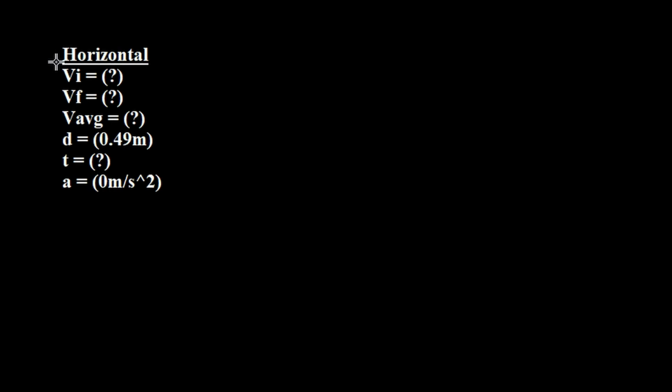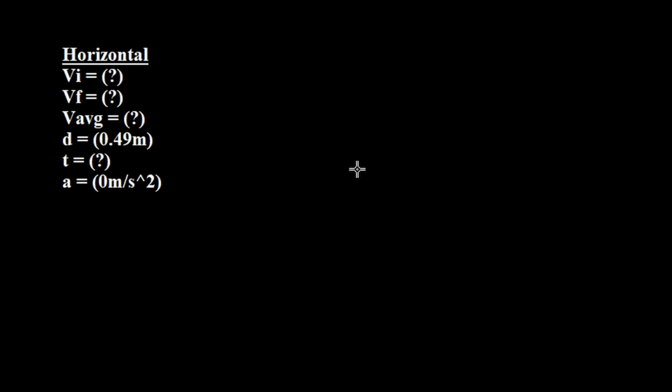Now we can move on to the horizontal. For the horizontal part, we don't know what the initial velocity was when it got pushed off the table. We don't know the velocity it was at when it hit the ground, and we don't know the average velocity. But these three variables we do know are going to be the same number because the acceleration is 0. So that means when it got pushed, that's the same speed it hit the ground with, and if you average those two speeds, it's obviously going to be the same number.